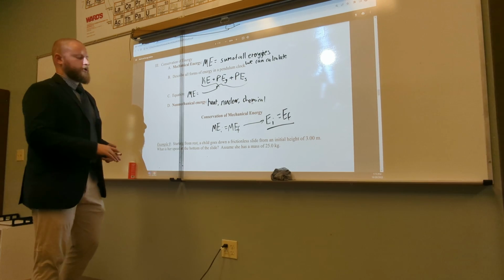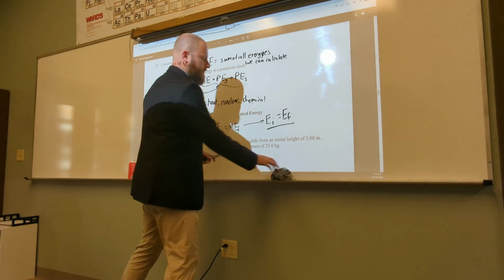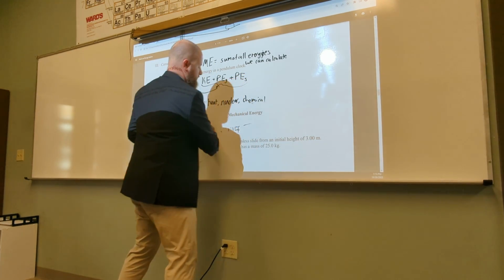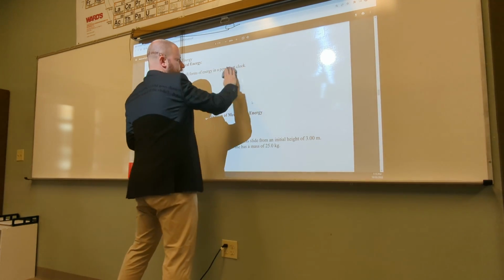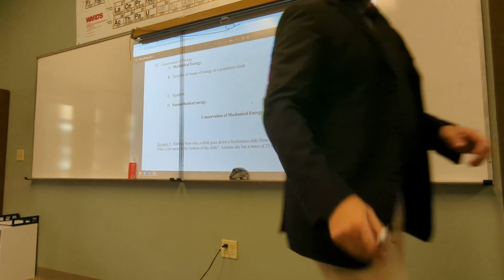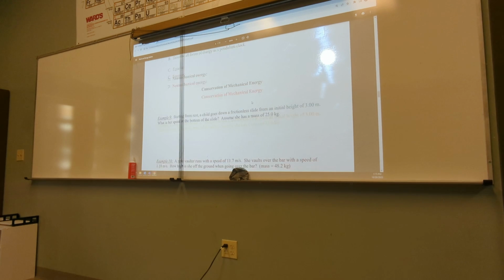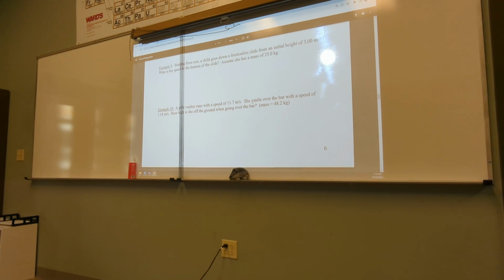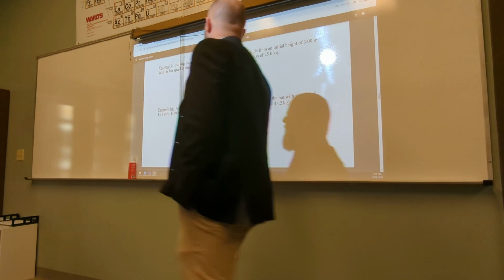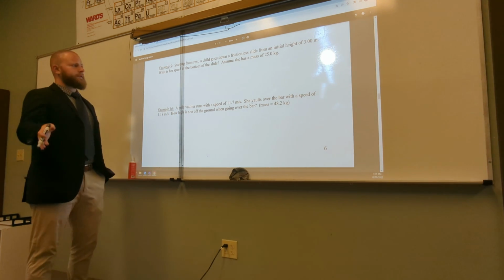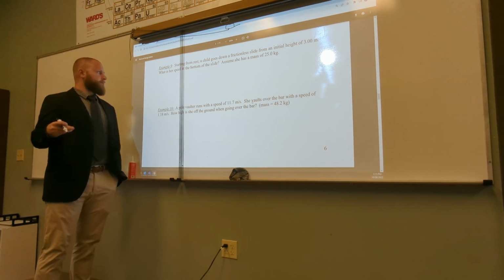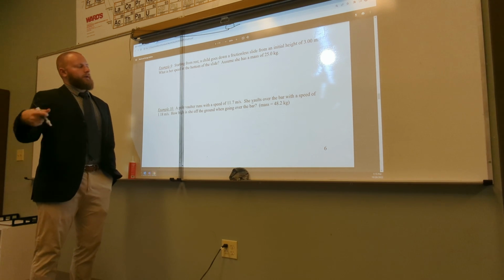Okay? So now that we have this basic idea, let's actually look at what this looks like. How do we actually do this, right? This is our basic setup, but how do we actually solve a problem? One second, let me erase. Okay, so we have example number 9. Starting from rest, a child goes down a frictionless slide from an initial height of 3 meters. What is her speed at the bottom of the slide?